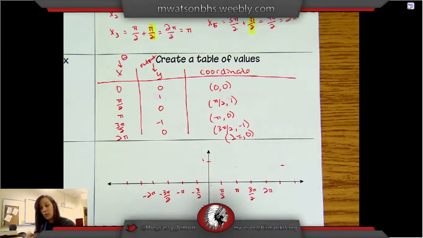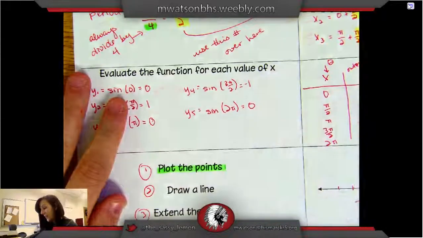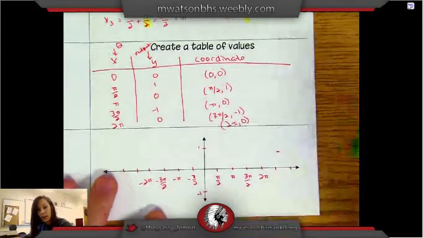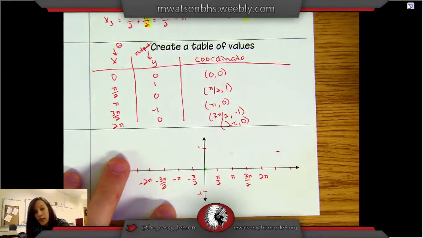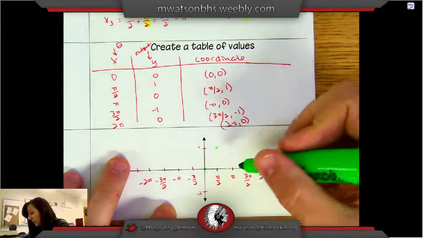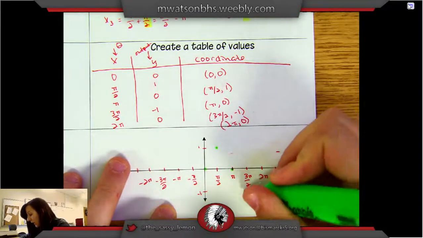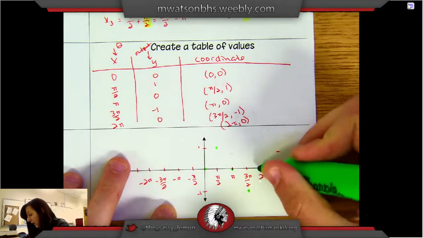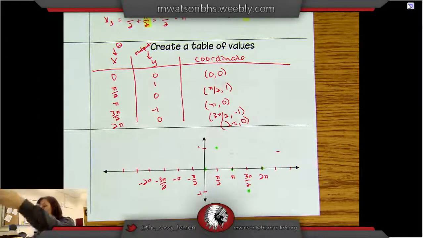I'm going to highlight that step in green and then plot my points in green so you can see it really clearly. So here's my first one, 0, 0, and then I've got pi over 2, 1, pi comma 0, 3 pi over 2 comma negative 1, and 2 pi comma 0. See how easy that was? So there's our points.